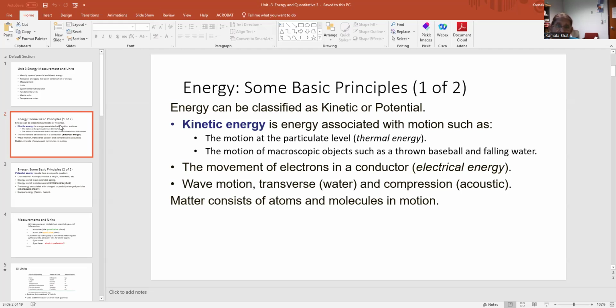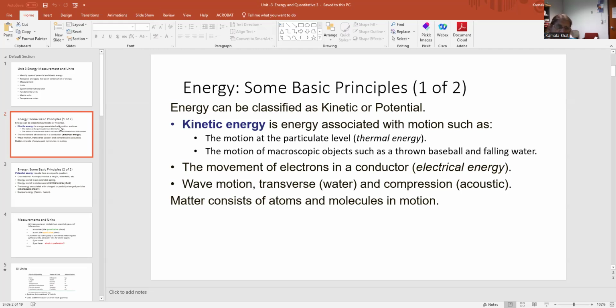Then other kinds of kinetic energy are the movement of electrons in a conductor, which is electrical energy, wave motion, which is a transverse motion, and compression, which is acoustic or sound energy. Matter, because it consists of atoms and molecules, is in continuous motion.